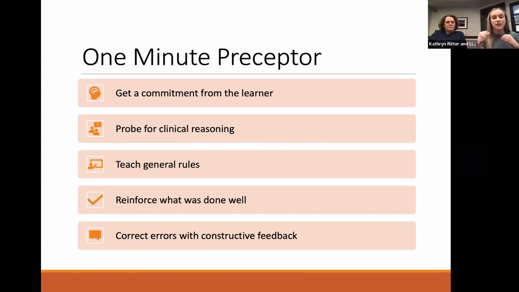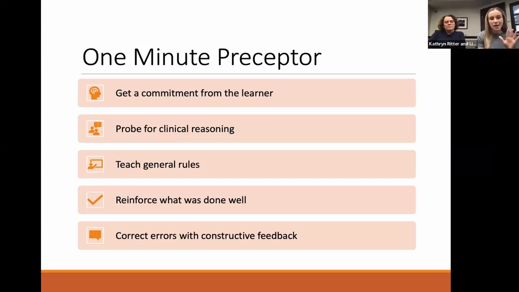So this is where you're going to jump into step 3 and teach some general rules about a concept that you recognized was a gap in their learning as you were going through the 1-minute preceptor. It's also a time where you can give feedback, which, like we've talked about before, is key to these formative assessments. So you can reinforce what was done well, and then also give some constructive feedback about things that they can change for next time.